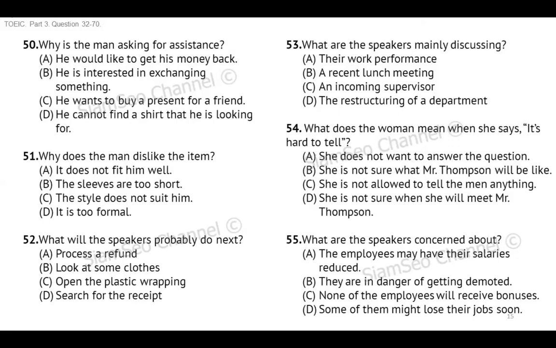Questions 53 through 55 refer to the following conversation with three speakers.